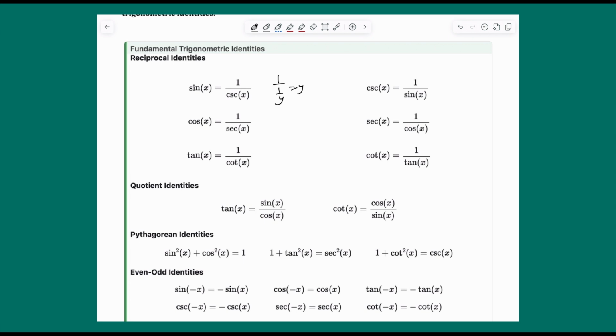Tangent, the reciprocal identity is tangent of x is equal to 1 over cotangent. Cosecant of x is equal to 1 over sine of x. Secant of x is 1 over cosecant of x, and cotangent of x is 1 over tangent of x. Those are the reciprocal identities.